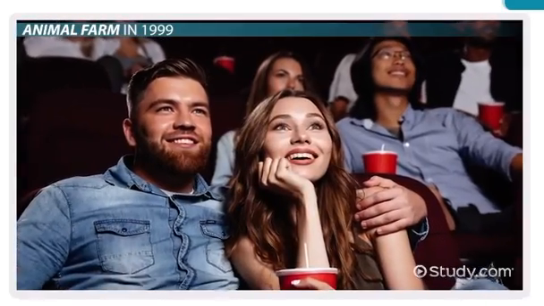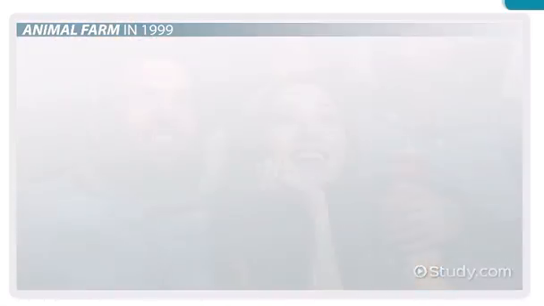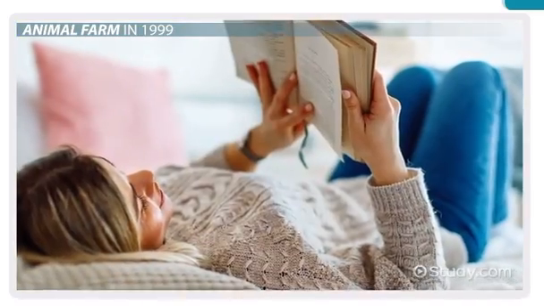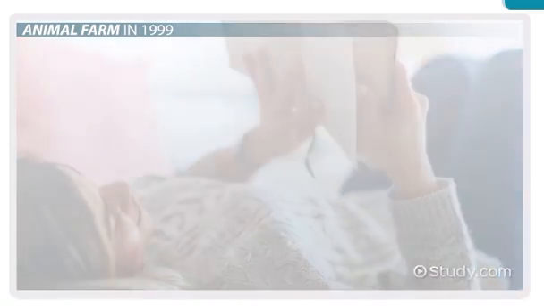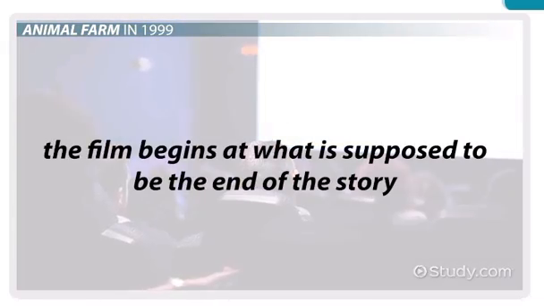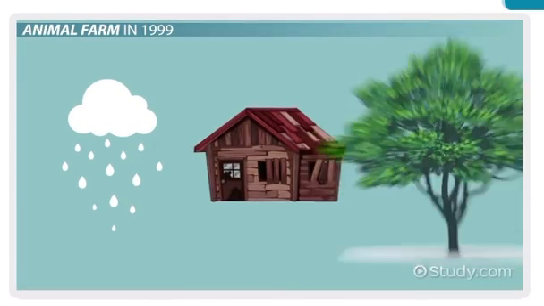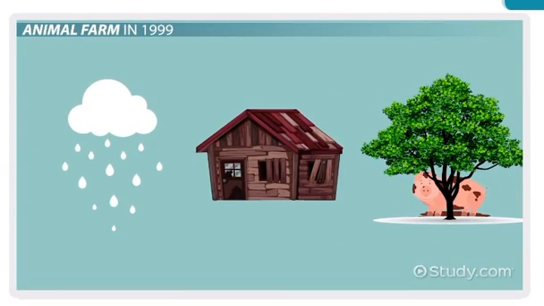The first characteristic of the 1999 film is the use of real animals. This seems to make the story seem more realistic. While this version seems to maintain the integrity of the story, there are still some distinct differences from the novel. Unlike the novel, the film begins at what is supposed to be the end of the story, with a rainy setting, a farm in ruins, and a few animals in hiding.